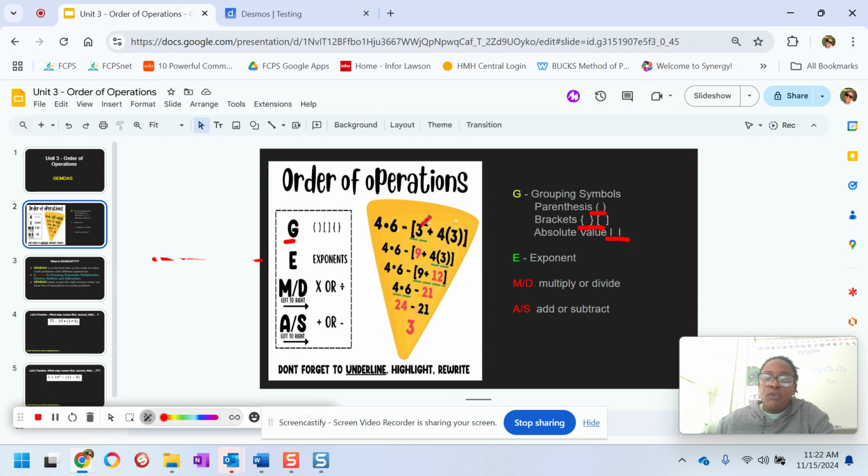So when we're looking at this, inside of the brackets, they went to exponents first. They did 3 squared and got 9. Then they brought down everything else that they didn't use. Then they did 4 times 3 and got 12. They're still working inside of that bracket. 9 plus 12 gives us 21. Now we're outside of the bracket. You still bring down everything else that you didn't use. Multiply 4 times 6 to get 24. Bring down your 21. Then you do 24 minus 21 to get 3. This is what we're going to be working on today.